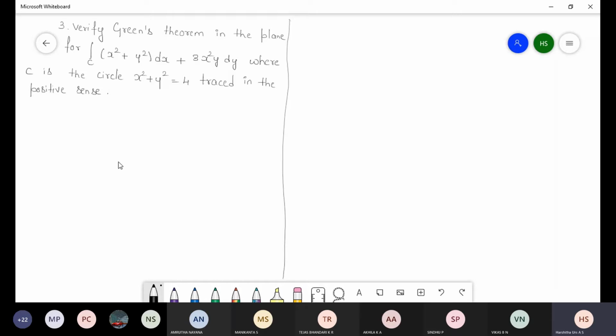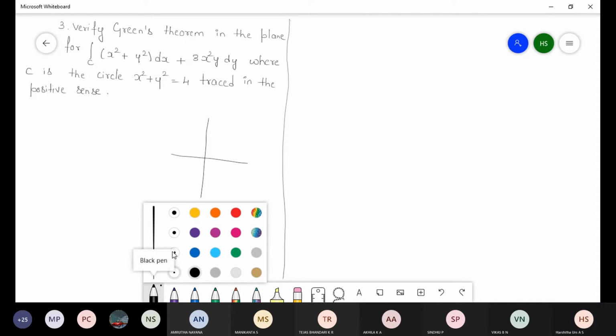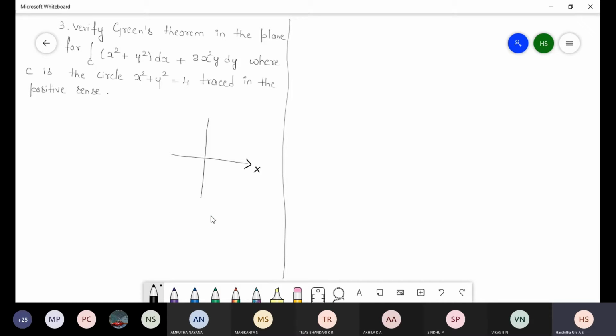Now, first we draw a graph for the circle. Yes, this is your x-axis and this is your y-axis. So here the radius they have given is 4, meaning r square, so r value is 2. I will write the radius here, minus 2, and this is the circle for x square plus y square is equal to 4.